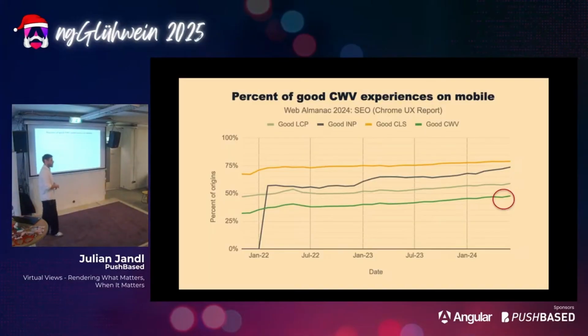Let's take a look at how those devices perform in general, in terms of core web vitals. And we can see here that only around 30 to 40% of mobile devices manage to have good core web vitals overall. And this is kind of bad. That means every second user has a poor experience on the web, according to core web vitals, which are not even so strict.